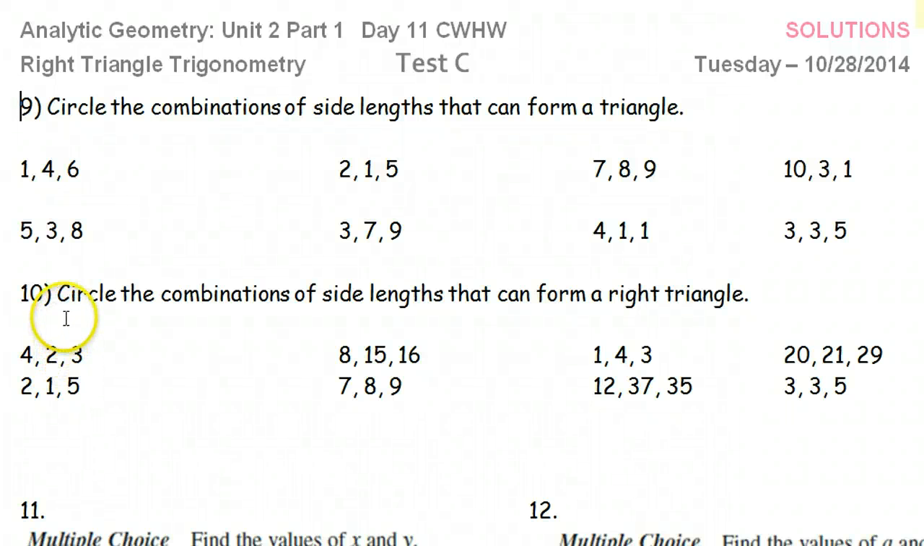Okay, this is part 3 of our review of right triangle trigonometry. In this video, we're going to start off looking at sets of possible triangle sides. We'll look at 3 numbers at a time, and the question is, which of these combinations of numbers could possibly form a triangle?